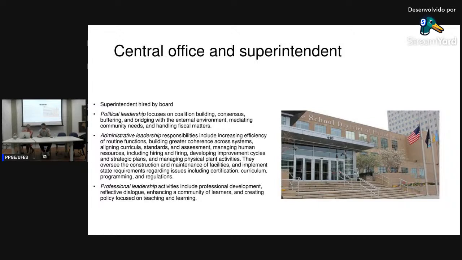So then the board hires the person in charge to run a district, and that person is called a superintendent. And then this is called a central office, where the superintendent and the people who work for the superintendent do their work.